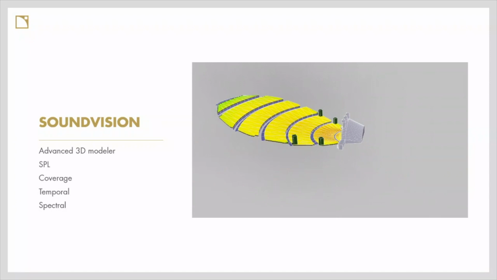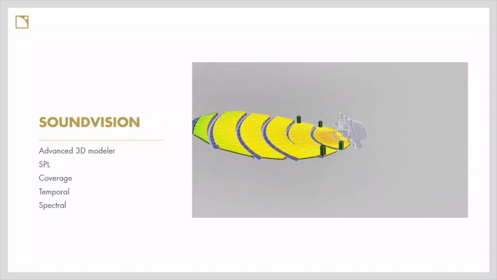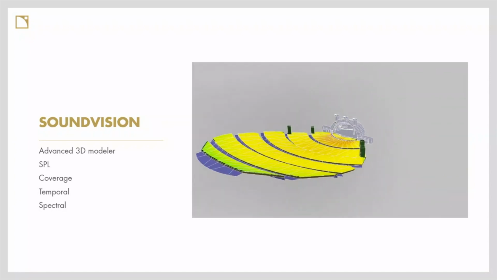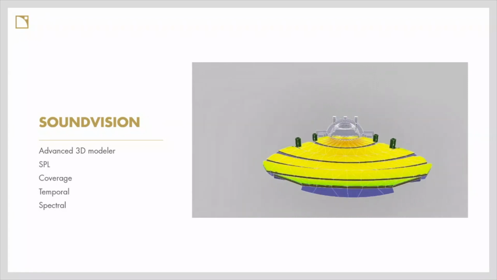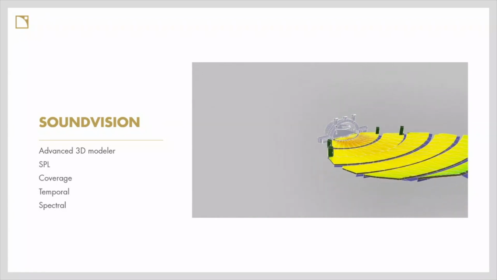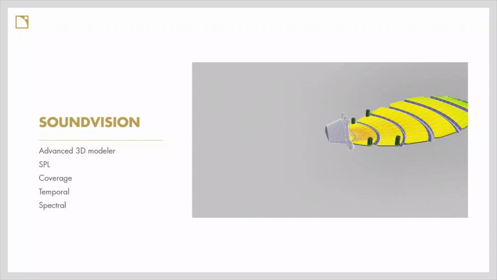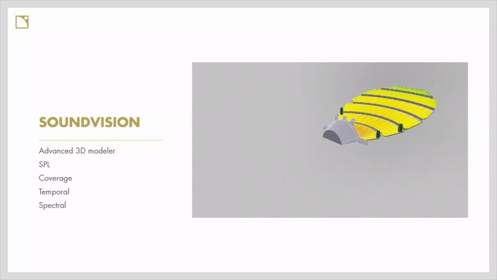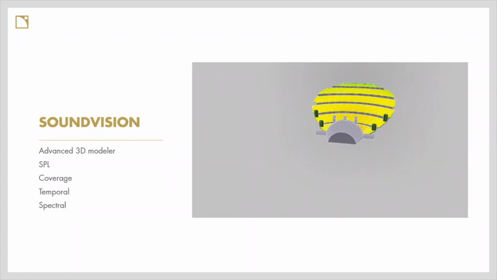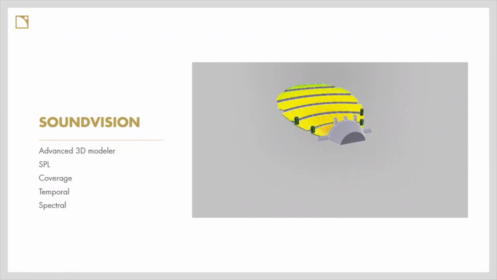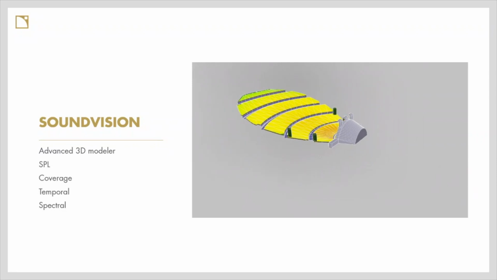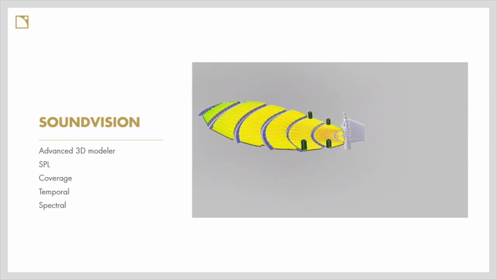And here we can model the SPL, the sound pressure level across the audience. It's quite important. We can also take a look at the coverage, so we can see what speakers are covering where. We can take a look at the temporal response, or the time response over the audience, so I can figure out what delay times need to be added. I can even look at the spectral response, or the different responses across the audience, to make sure that we have a consistent spectrum across the audience as well.